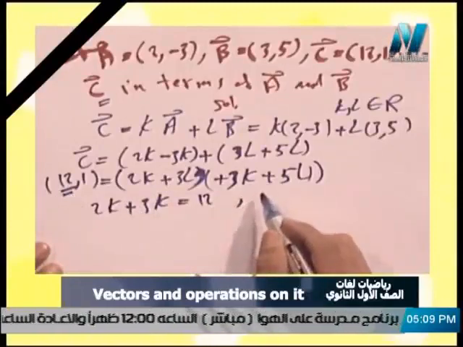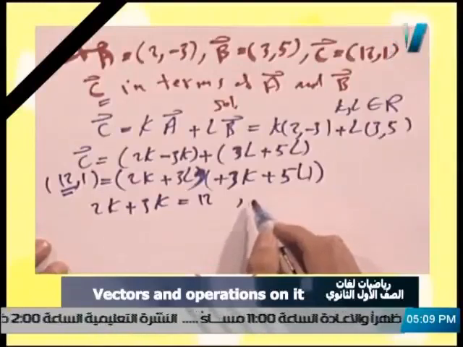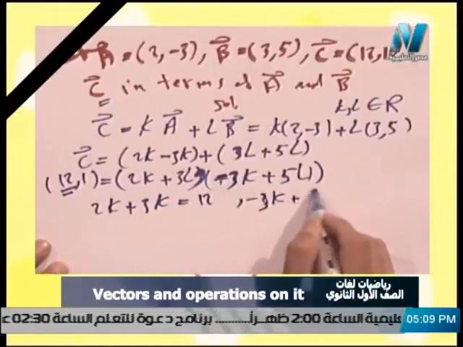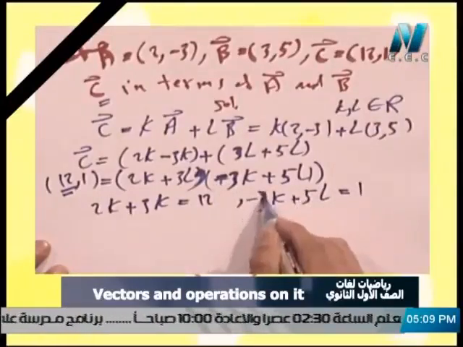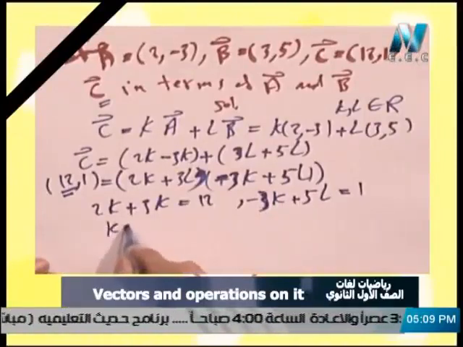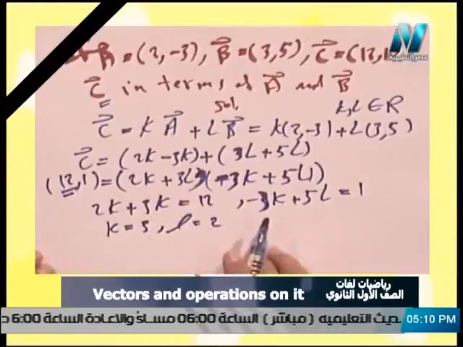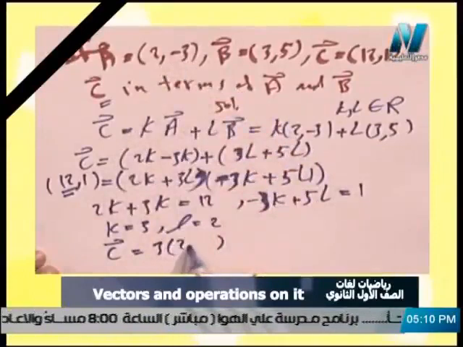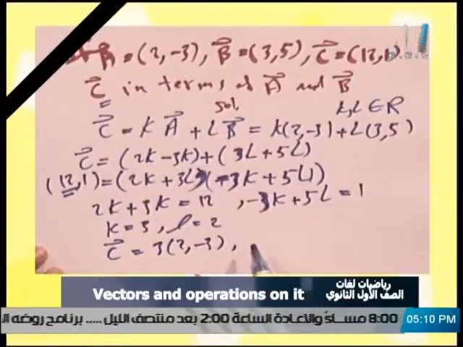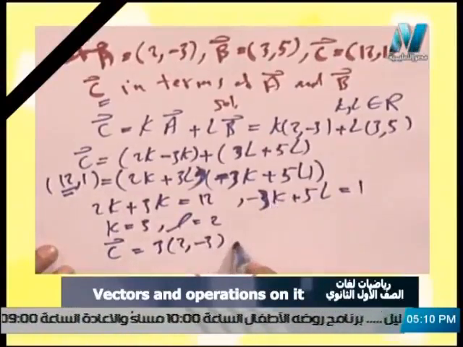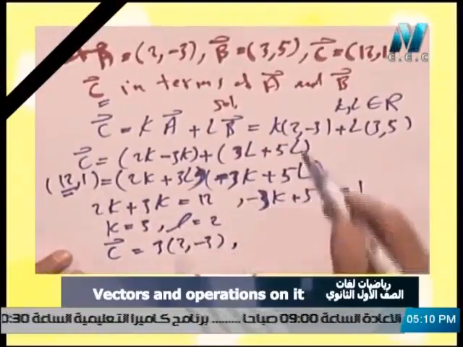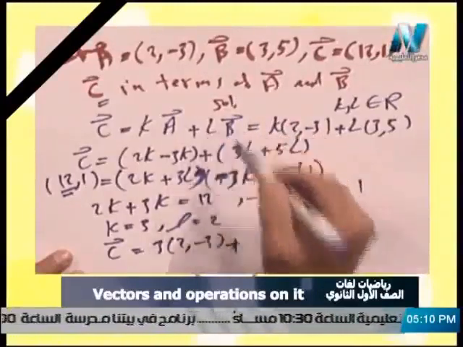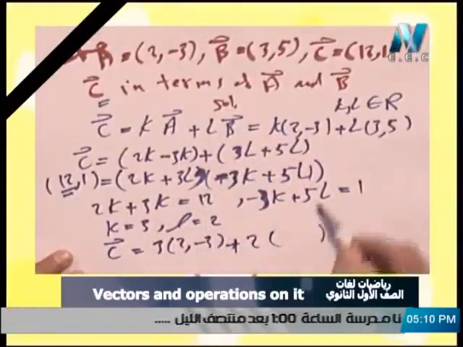And we have another equation here, which is negative 3k plus 5l equals 1. By solving these two equations simultaneously, we will find that k equals 3 and l equals 2. And we can put c equals k a, which means 3 times a, which is 2 and negative 3, plus l multiplied by b. L here equals 2 multiplied by b, which is 3 and 5.